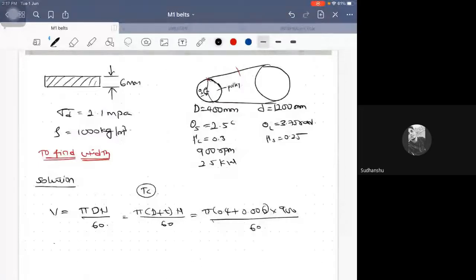So what is the value of velocity that you are going to get? What is the value? Okay, 19.13. Good.